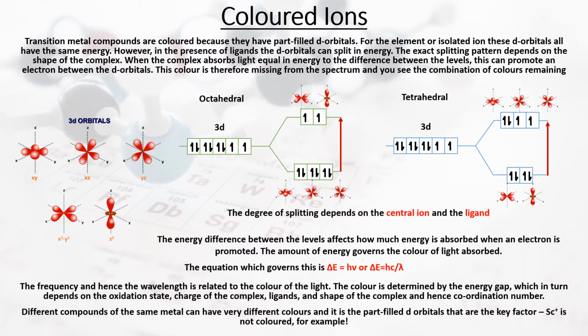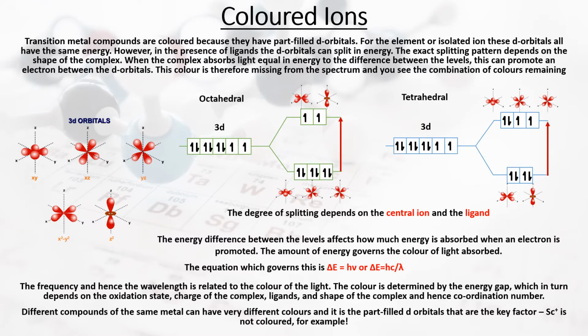Now, as we said on the previous slide, the really key thing that allows these transition metal compounds to be coloured is that they have part-filled d orbitals. Now, for any element, or an isolated metal ion on its own, these d orbitals all have the same energy. We've always talked about within electron configurations that our 5 d orbitals have the same energy. However, when you put these metal ions in the presence of ligands, lots of other atoms and molecules, the d orbitals can actually split in energy. And so we get some that go up in energy and some that go down in energy with respect to where they started, those 5 of equal energy.